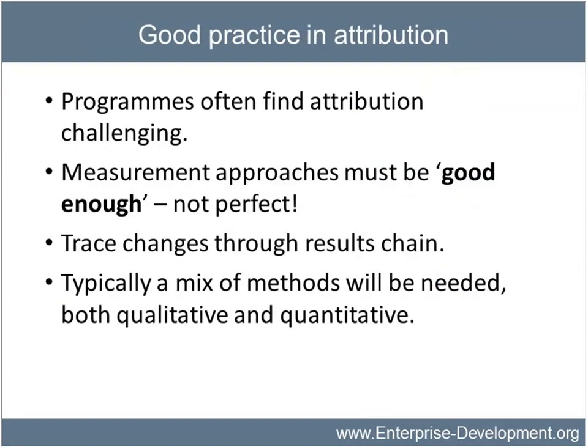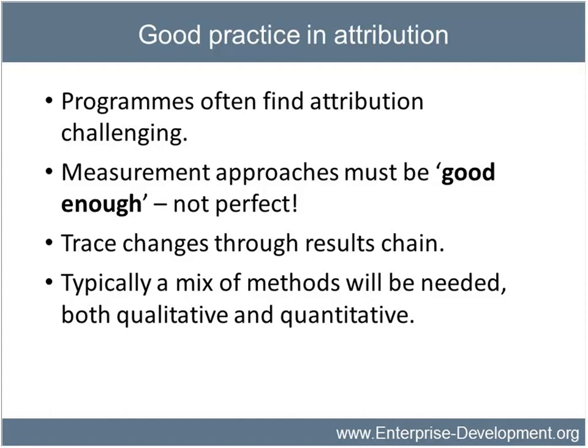So good practice in attribution, programs often find it challenging, and I think Alison will talk about this a bit later. The DCED standard requires good enough measurement approaches. So it doesn't require perfect assessments of attribution. It doesn't require, for example, an experimental control in every situation, but it does require that programs think about it and do the best they can in their circumstances. So this could be through tracing changes through the results chain, which means that you look at the change at every level and gather evidence to support the fact that these changes have happened, and then gather qualitative information to support the links between the levels.